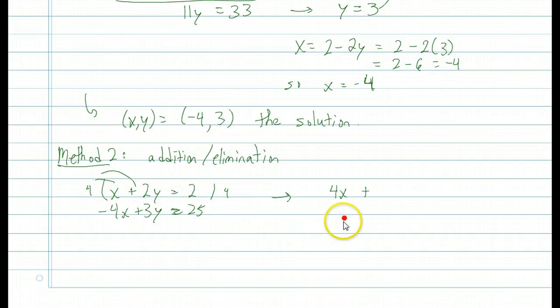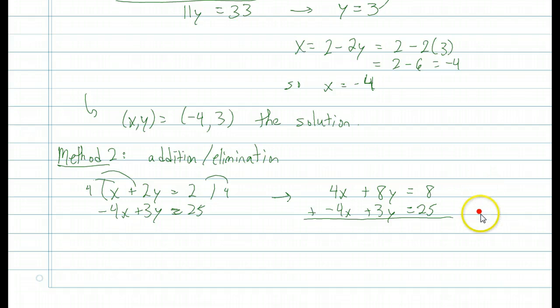Distribute the 4 through. Don't forget to do that. We get 4x plus 8y on the left equals 4 times 2, which is 8 on the right for the first equation. Just rewriting the second equation, we get this. Now, if both sides are equal in each equation, when we add them together, we must get a valid equation. So in this case, we get the x's to drop out. 4x and negative 4x add up to 0. 8y and 3y give us 11y equals 33 on the right. So just like before, no surprise, we get y equals 3.